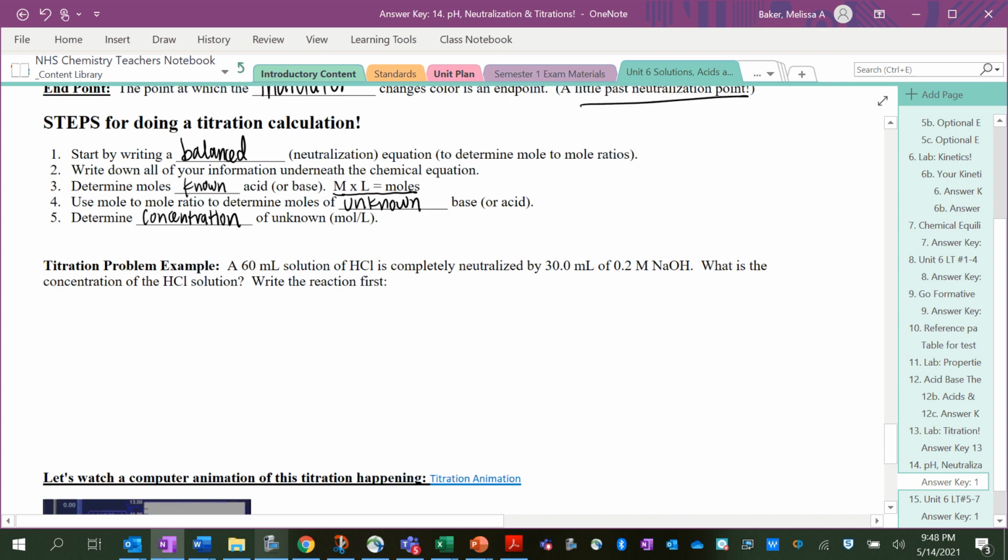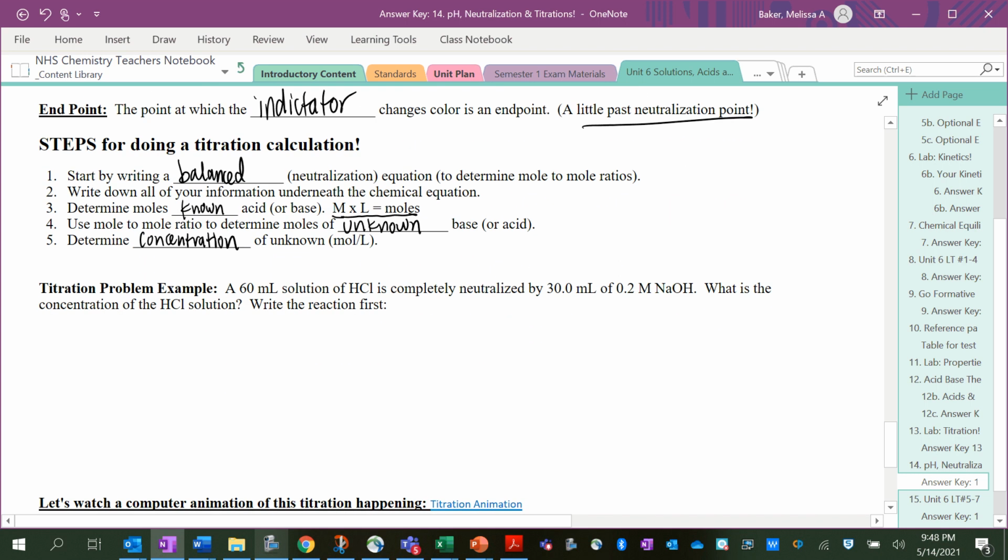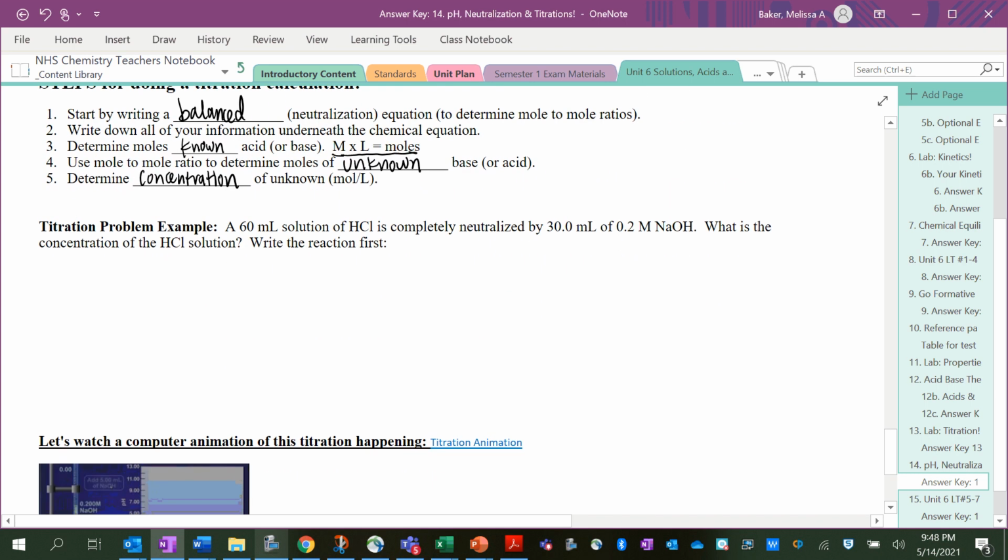Okay, so let's do a problem. A 60 milliliter solution of HCl is completely neutralized by 30 milliliters of a 0.2 molar NaOH. What's the concentration of the HCl? Write the reaction first. HCl plus NaOH makes H2O plus NaCl.